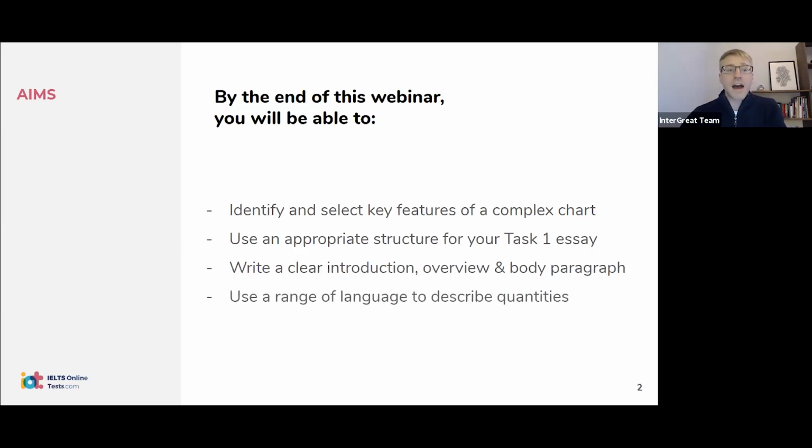Yeah. And we will look at a range of language to describe quantities. And this is very useful language for almost any task one, particularly if you're looking at charts or graphs. So that's the plan for the session.